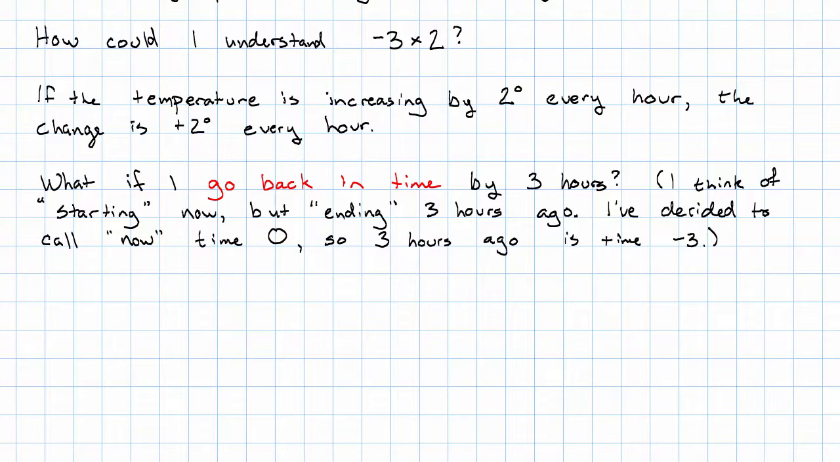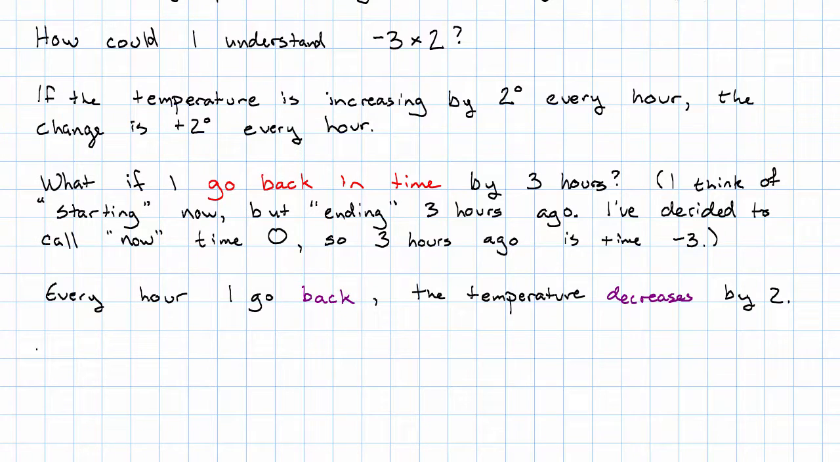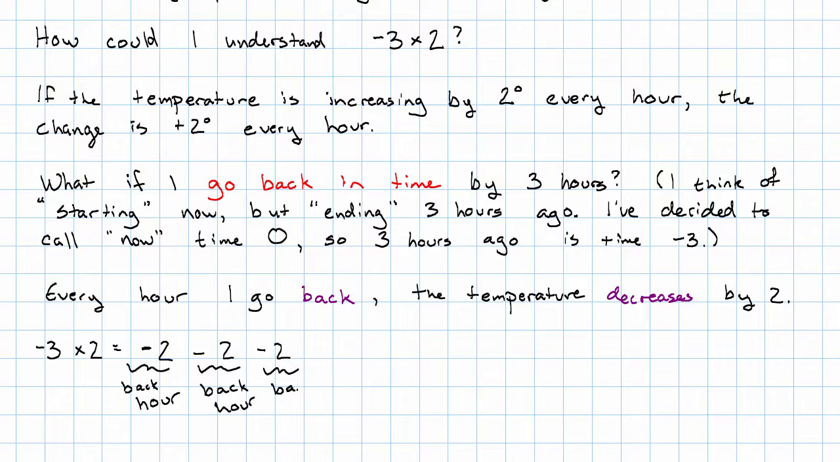Okay, now that we've involved time travel, let's think about what happens to the temperature. If, as I go forward in time, the temperature goes up, as I go backward in time, the temperature must go down. So, every hour I go back, I subtract 2. So, if I've got negative 3 times 2, that's the opposite of 2. When I go back 1 hour, minus another 2, minus another 2. Every hour I go back, the temperature goes down. So that's going to be negative 6 as well.